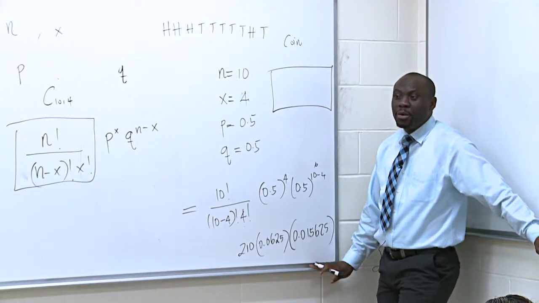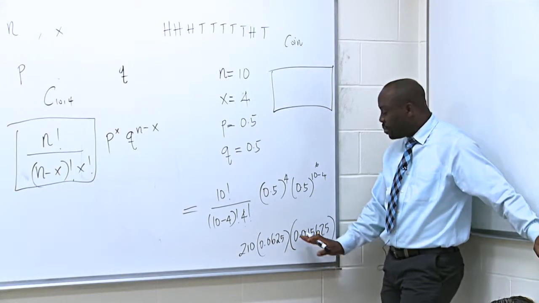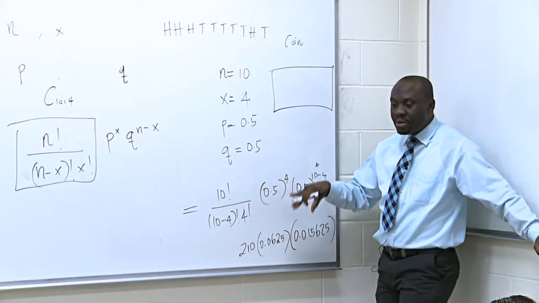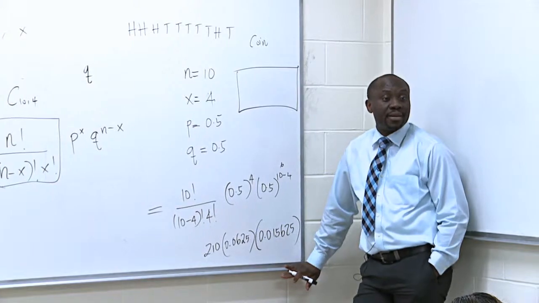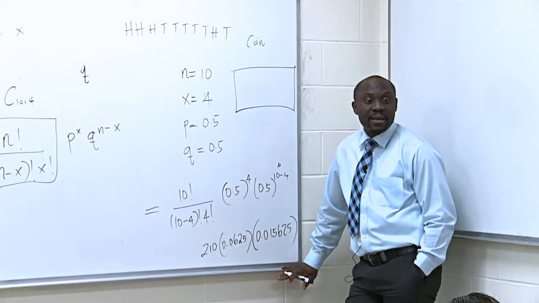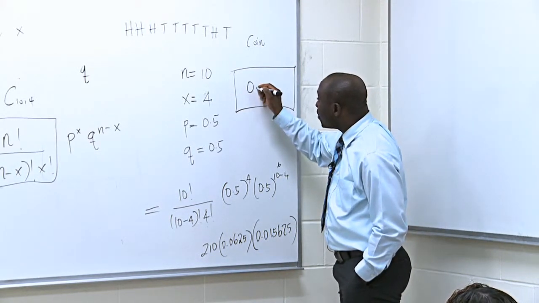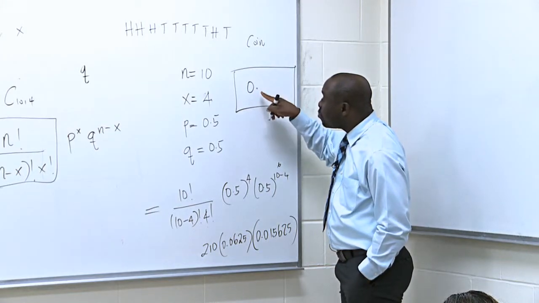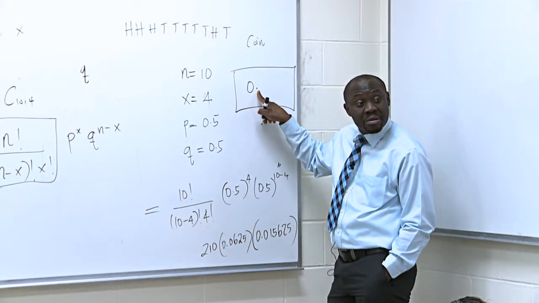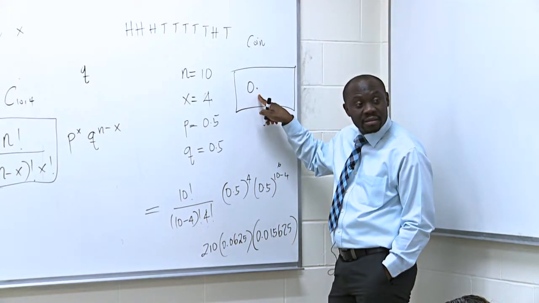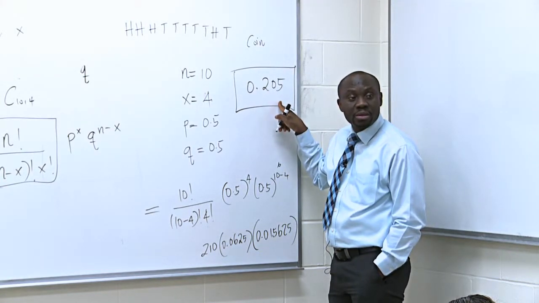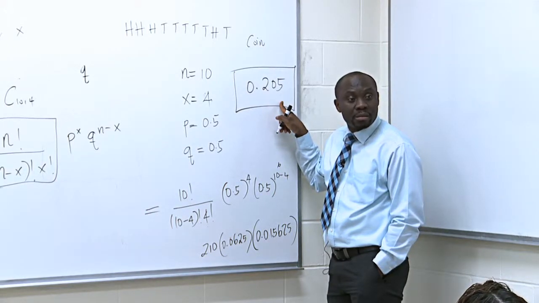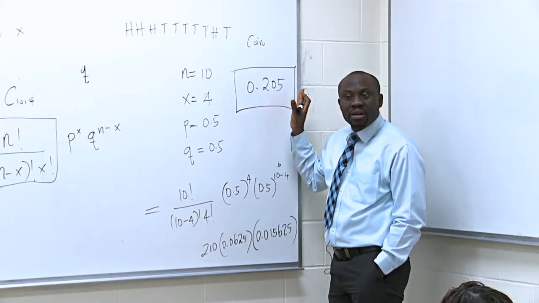Calculators. Error. Oh no. Did you put them in parentheses? It's supposed to be 210 parentheses 0.0625 times 0.015625. What do you have? 3 decimal places. 0.205, like that. Confirmation. Yep. Did you round up? Yeah. It's 0 after that. Awesome.